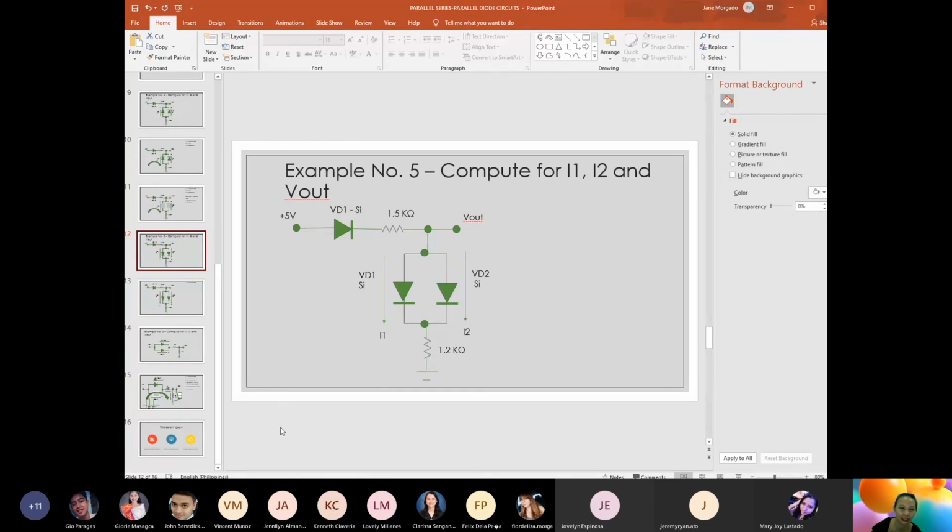Question. May natutunan ba? O lalong nalito? Meron naman, ma'am. Okay, sige. Meron naman po, ma'am.